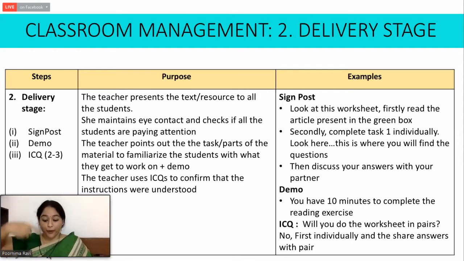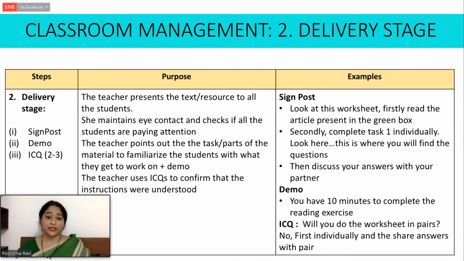Once they do so, point out if it is the first activity, second activity, if the information is in a blue box, point out on the page, ensure that again it is at your chin level and you're showing it to everyone. Maintain eye contact to see if they're paying attention towards you. So that's when I say, look at the worksheet. Firstly, read the article present in the green box. And then secondly, complete task 4. That way I'm gesturing and also signposting the material. After that, I give them another sequence in which they have to discuss their answers with their partner.